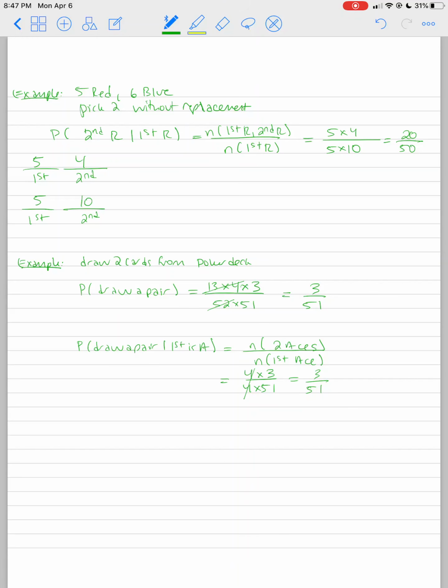Why is it the same? Well, that's one thing that makes cards very interesting.